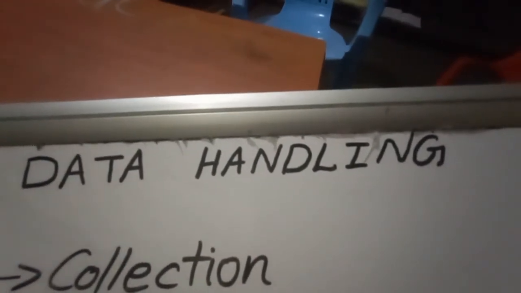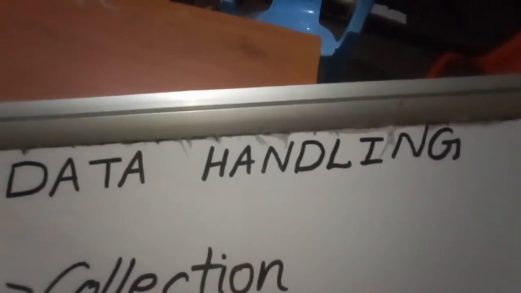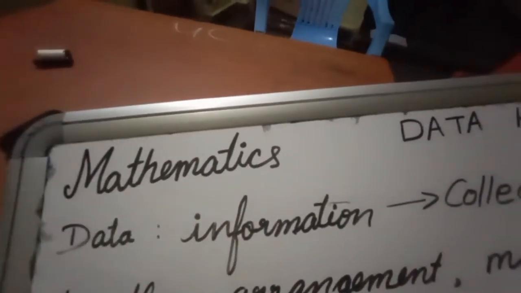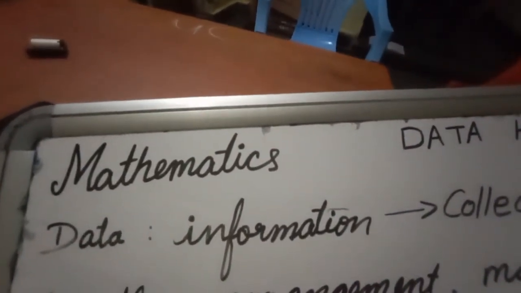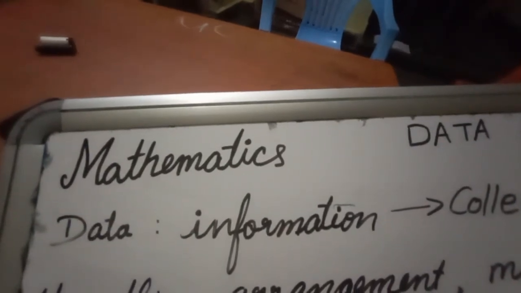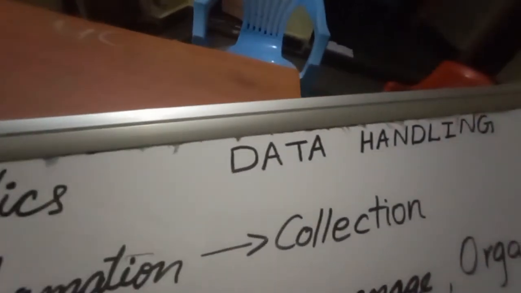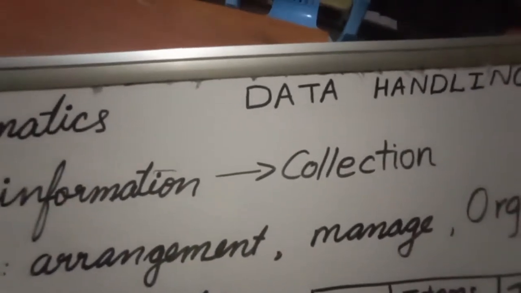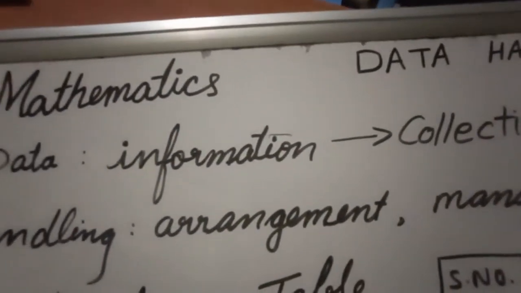Today, in the introduction part, let us know what is data. My dear students, you have heard about data even in the computer subject, even in mathematics. In mathematics, what is data? Data is one type of information. That information, how are we going to get it? By the collection. We are going to collect the data, that is, the information.